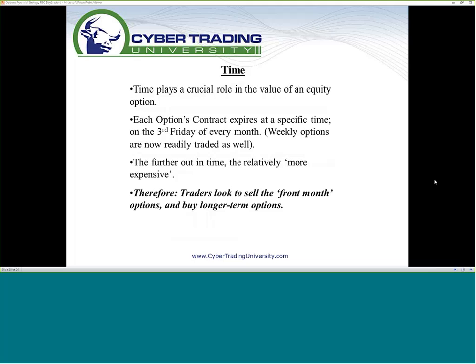The further out in time that we buy an option contract, we could buy an option contract with 1 month in time value left, 2 months, 6 months. We could buy an option contract that has more than a year's amount of time. That's considered a LEAP. The more time involved in an option contract, generally speaking, the more expensive that option contract is because we're buying more time that increases our probabilities of being right.